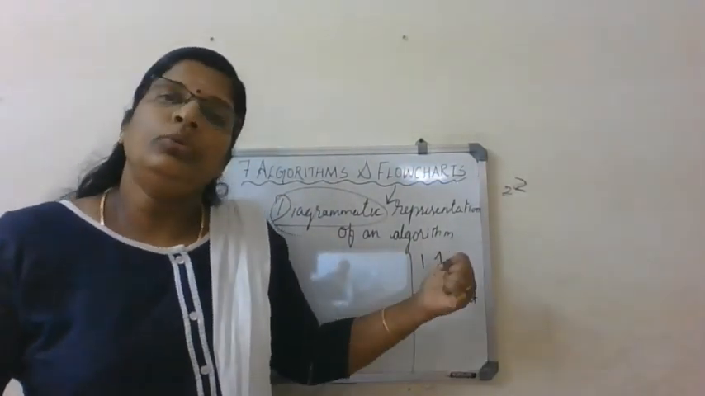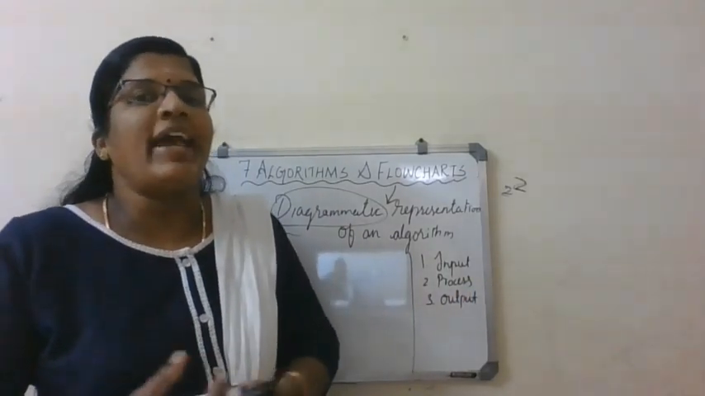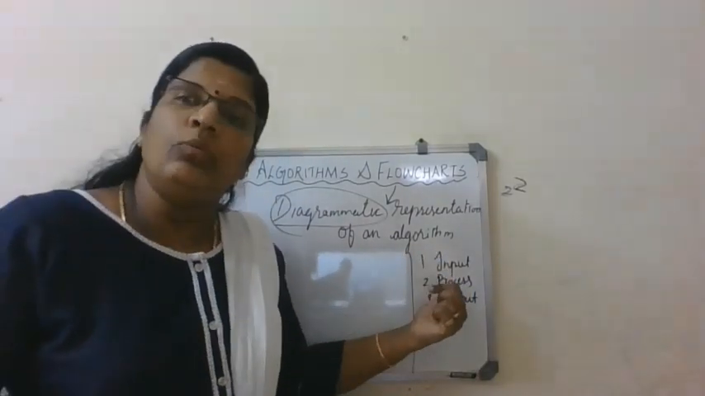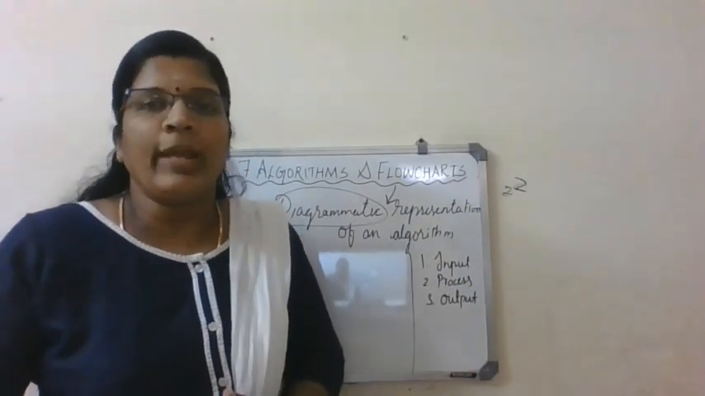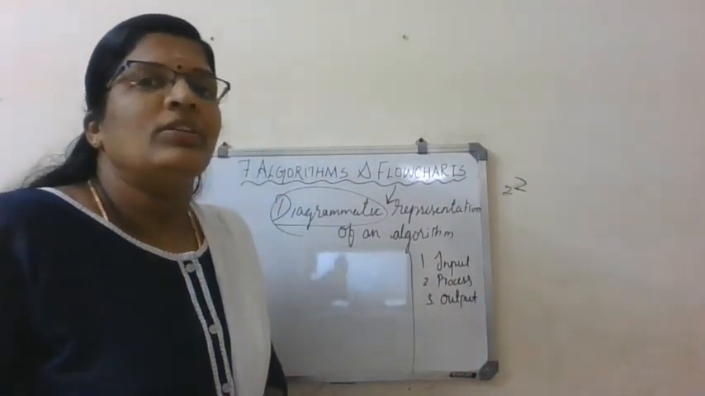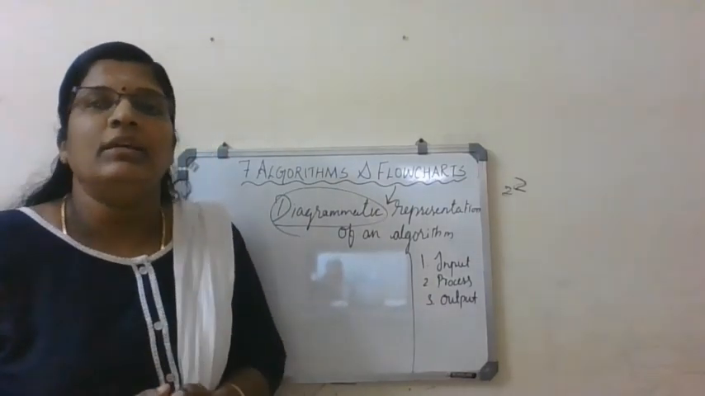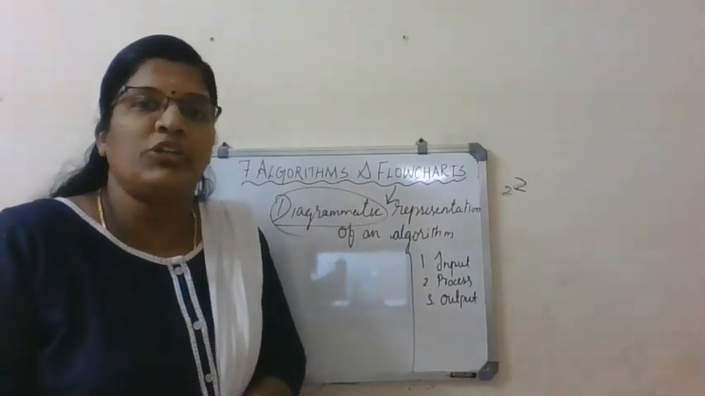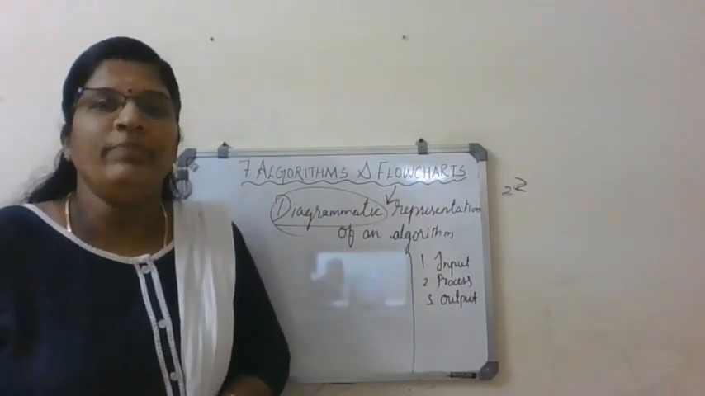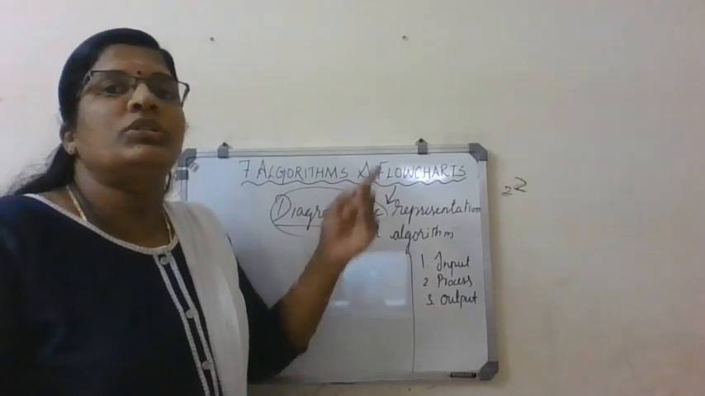How to represent input? What diagram will represent input, process and output? That is what I'm going to teach you now. We are going to study the symbols. You can call them diagrams, symbols or pictures, that doesn't matter. What symbols are used in flowcharts?